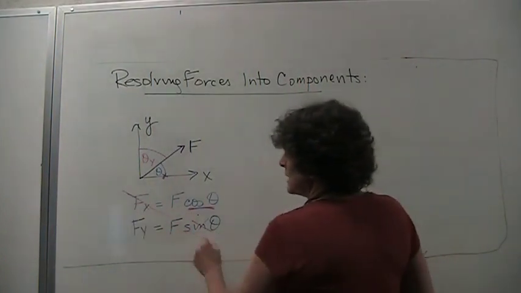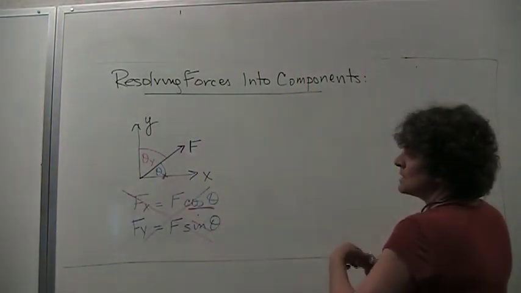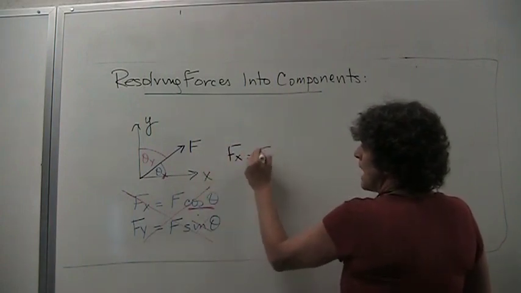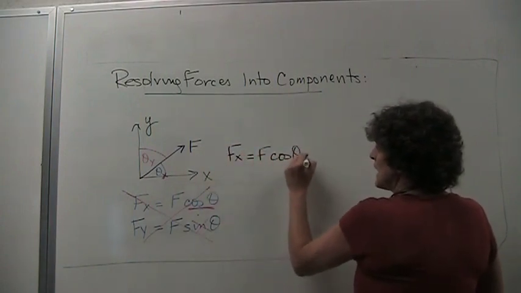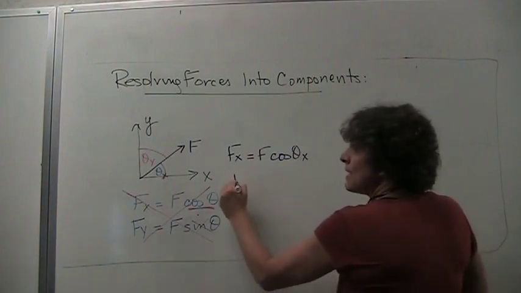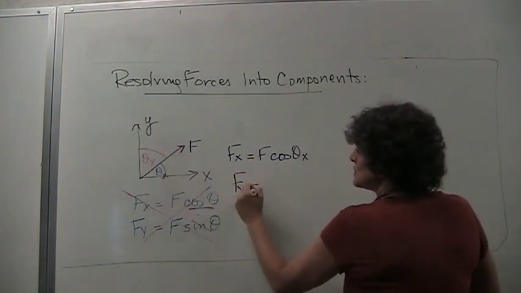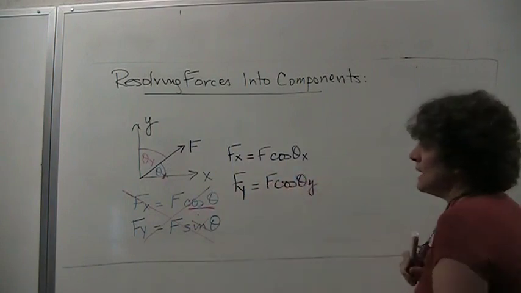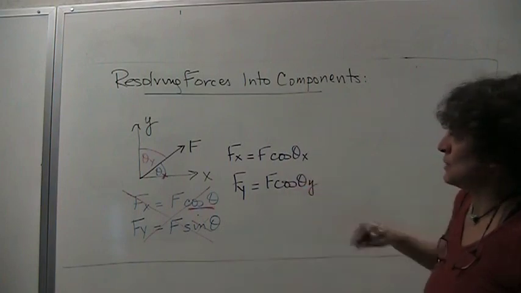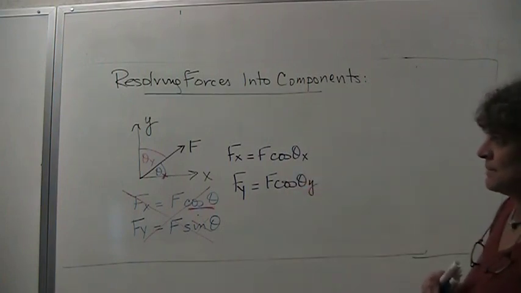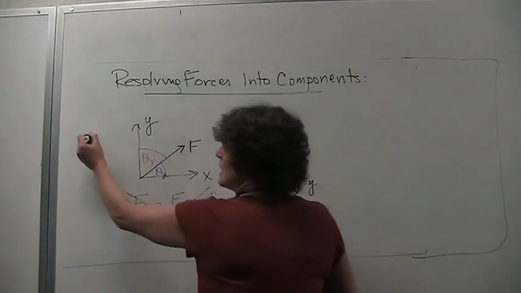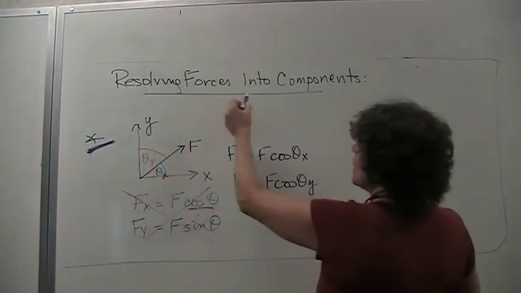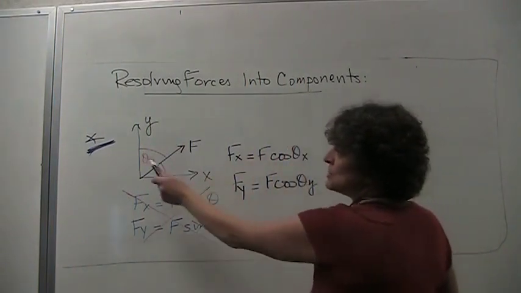So rather than doing it in this way, what we're going to say instead is that Fx is equal to F times the cosine of theta x. And Fy is equal to F times what? The cosine of theta y. In this case, we're making sure that we're using the cosine. Okay. Now, this is the case if they give you an angle. This is my representation of an angle. This is solving for forces into components using an angle.